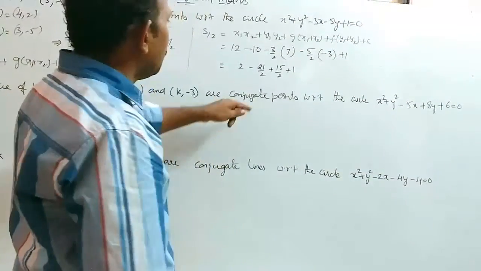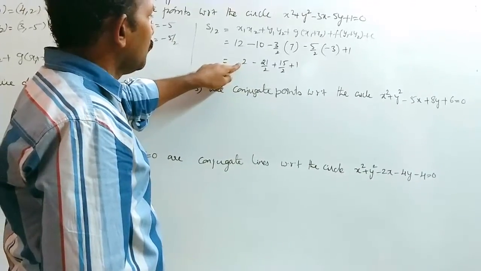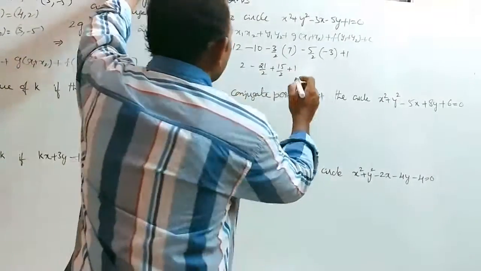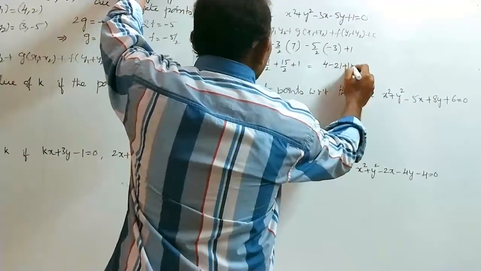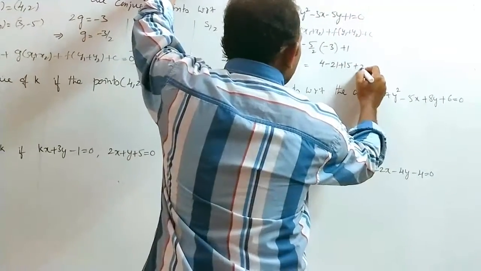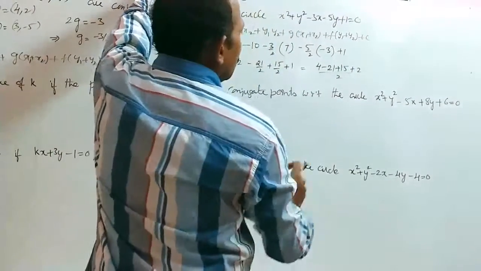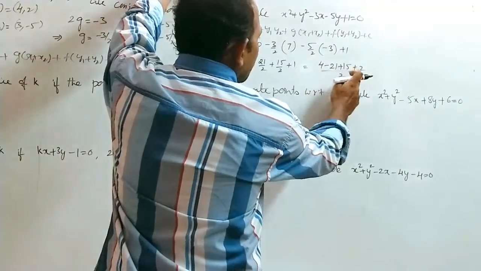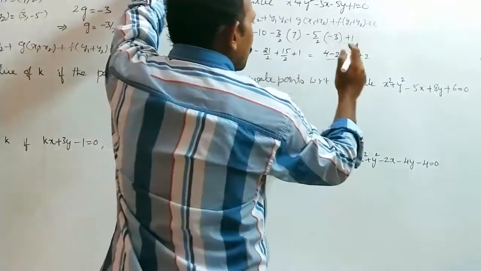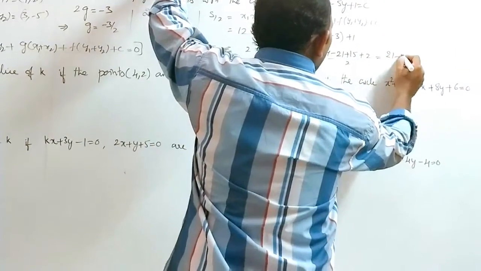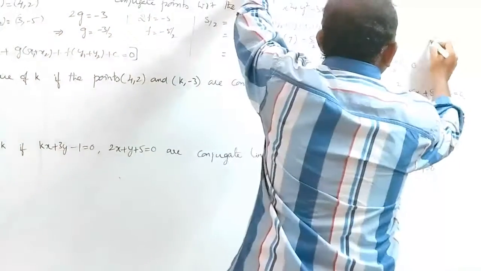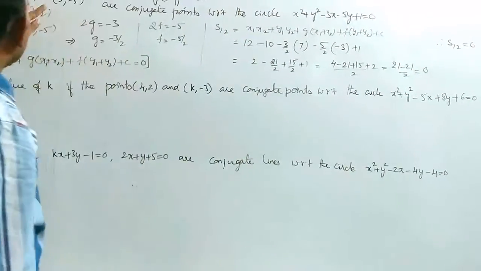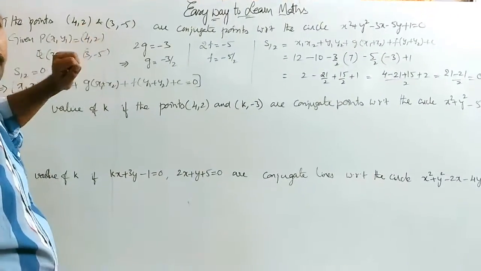Now the LCM here is 2. 2 2s are 4, here also 2, therefore that is equal to 4 minus 21 plus 15 plus 2 by 2. Here 15 plus 4 is 19, 19 plus 2 is 21, so 21 minus 21 by 2 is equal to 0. Therefore S12 is equal to 0, and hence the 2 points are conjugate points.